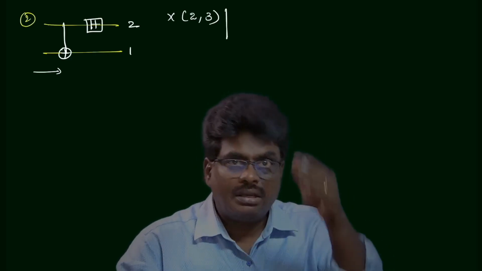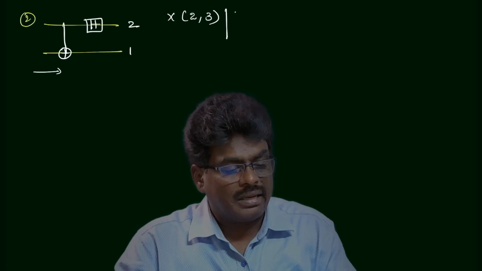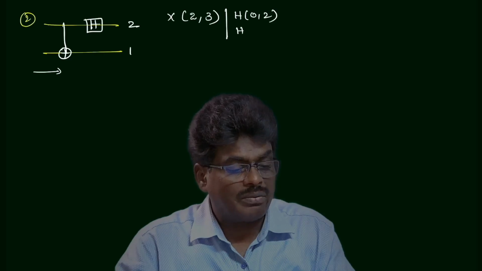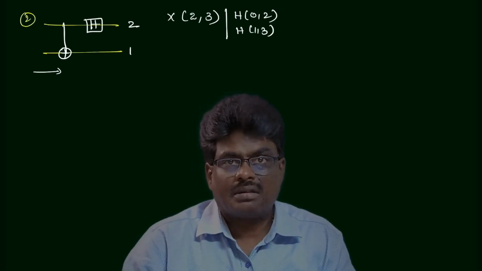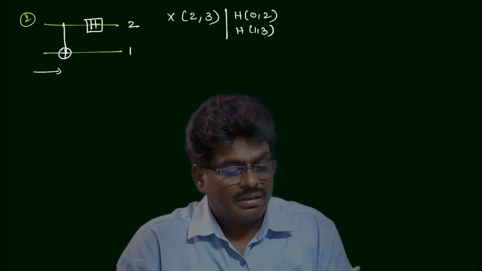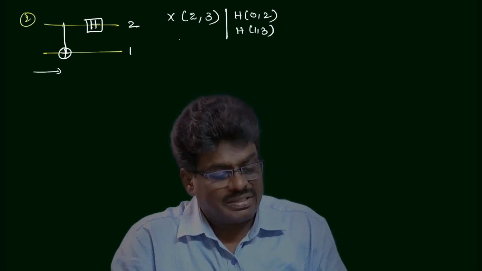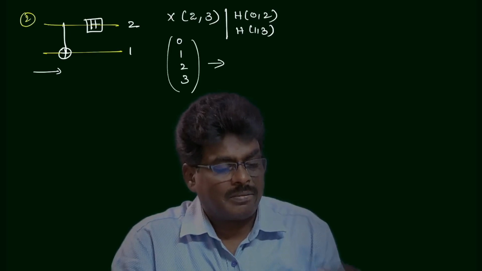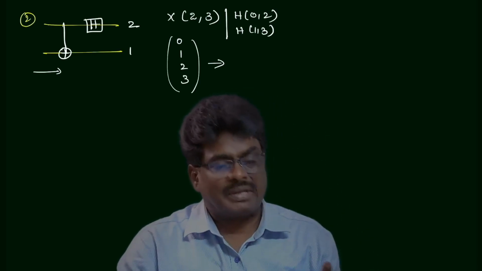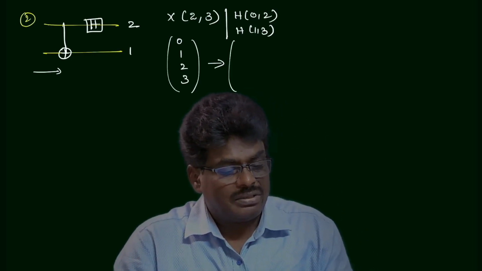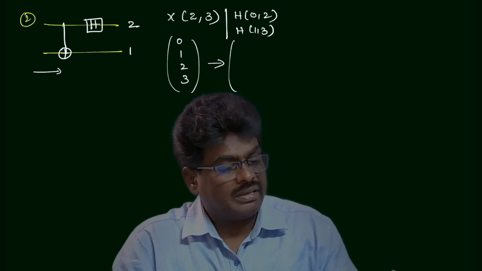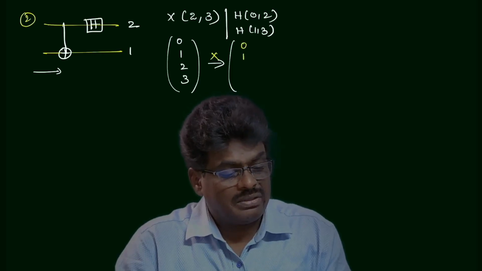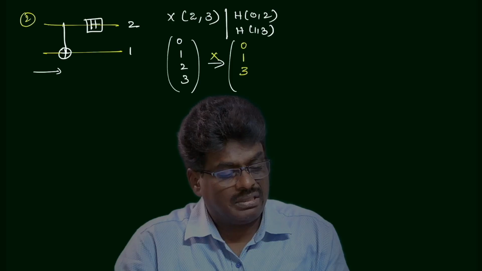Strike a line, each operation strike a line. Then H, it is on 2, that's why 0 comma 2. Now add 1, H of 1 comma 3. Now here anything you can take, it's not a problem. I'm taking all the things together, no need to get tension. 0 1 2 3 I have taken. So here 0 no change, let me take another color. X is operating now, 0 no change, 1 no change, 2 will become 3, 3 will become 2.